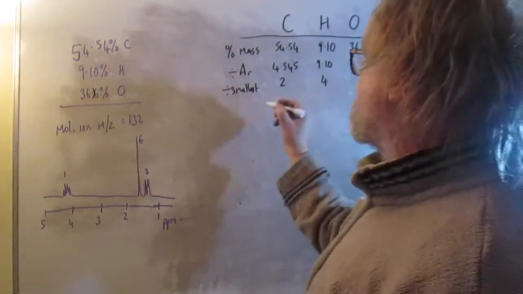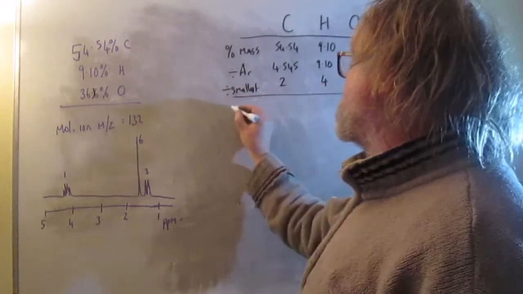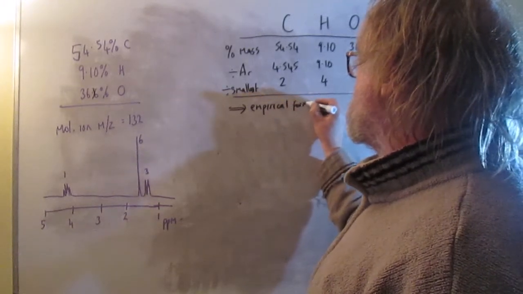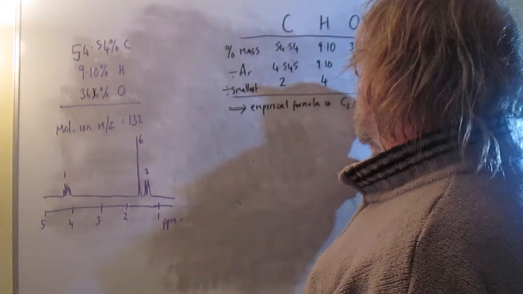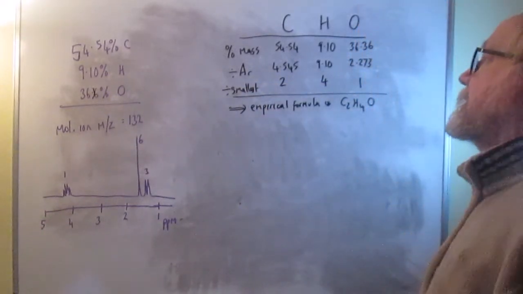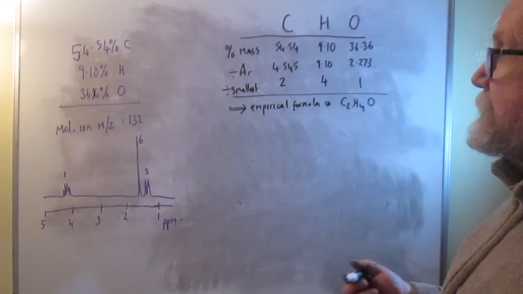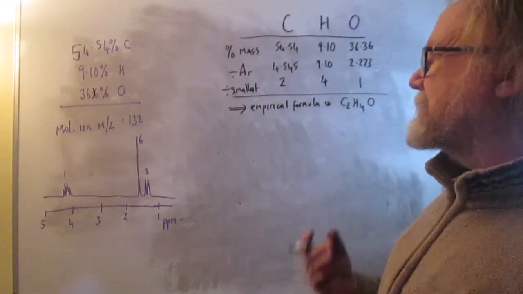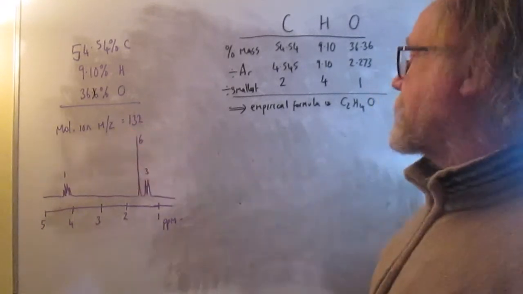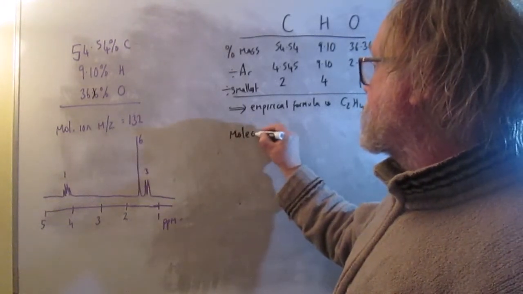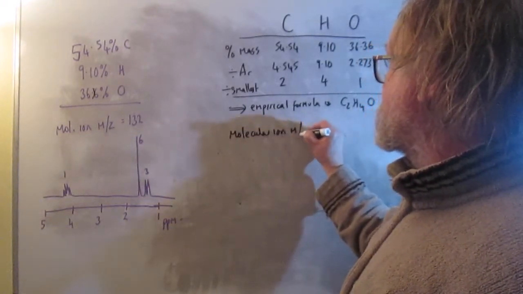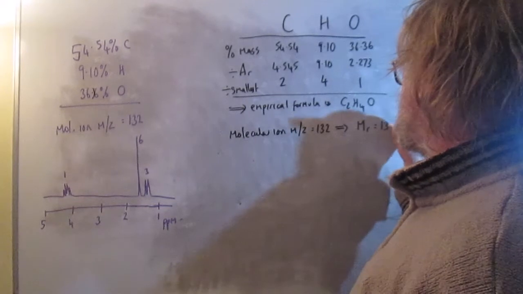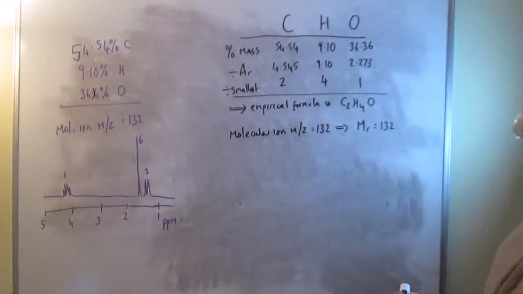Okay, and then you have to explain, don't just leave it as a table like that, you explain that that means that the empirical formula is C2H4O. The next job is to turn that into the molecular formula, and that means we need the MR. So you have to explain how you know what the MR is. Don't just say MR is 132, because the risk is they'll say, how do you know that? So you have to explain that because the molecular ion m over z is 132, that implies that the MR is 132. Okay, so you've got to actually make that statement.